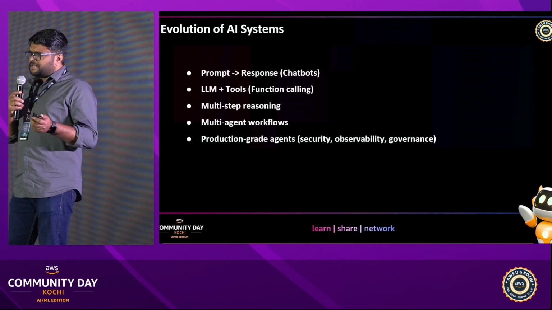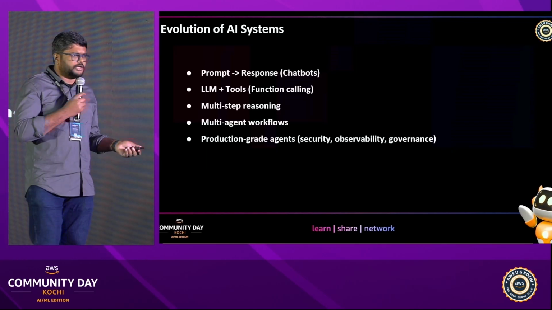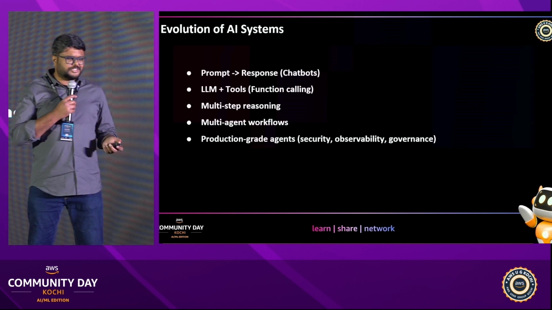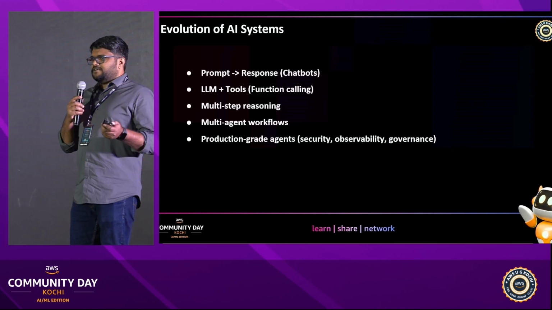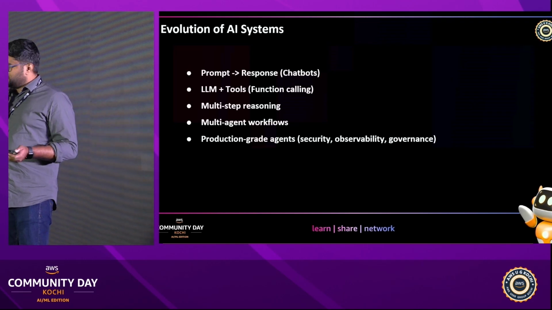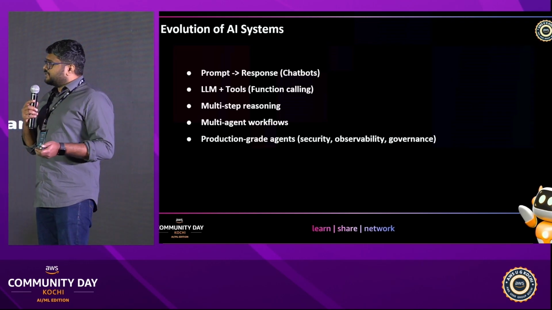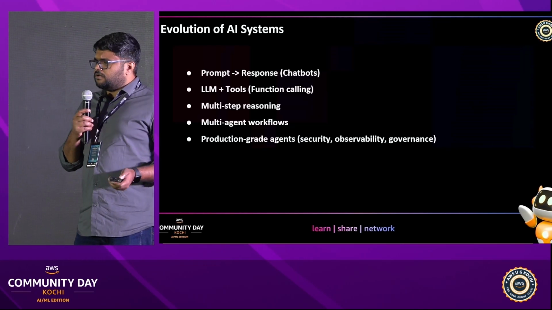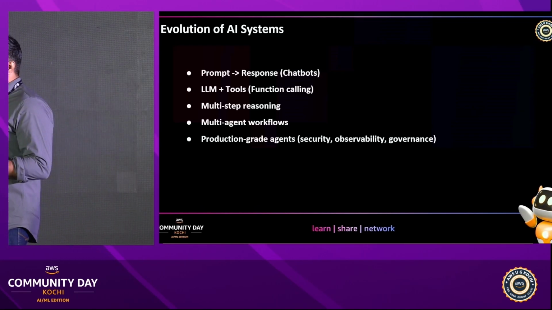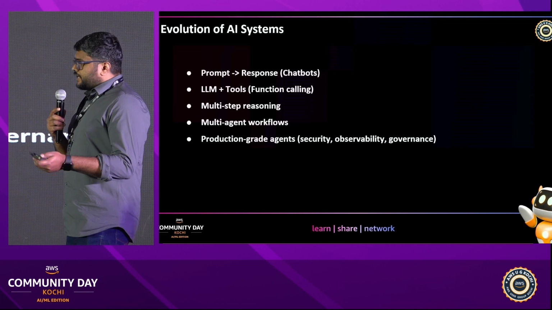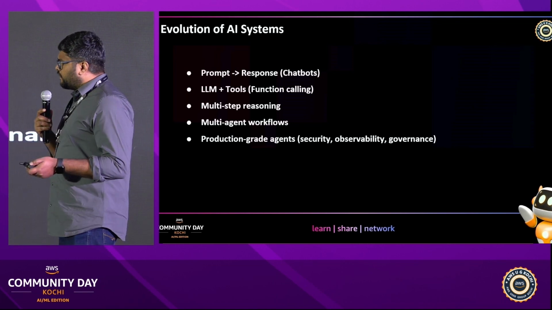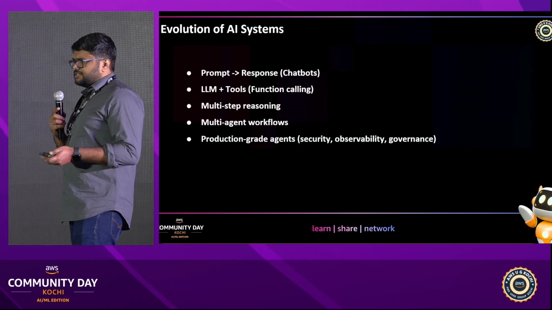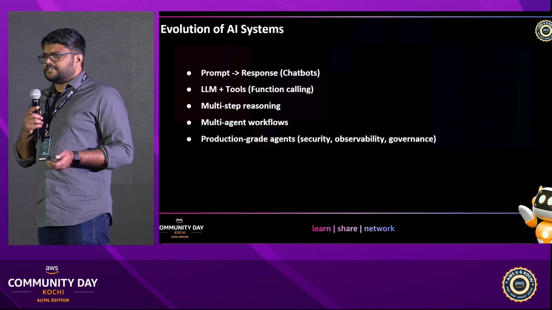And mostly, we've been interacting with it on a chat interface. You give a prompt, and you get back a response. Over the next couple of years, the smart engineers at Google and Meta came up with the ReAct paper, reasoning and action. That led to the invention of LLM plus tools, which is now what we call function calling. That was also a breakthrough because now you can add custom functions to your LLM which can perform actions for you. That again led to multi-step reasoning and multi-agent workflows. And now we have frameworks available to build production-grade agents, which include security, observability, and governance architecture built in.